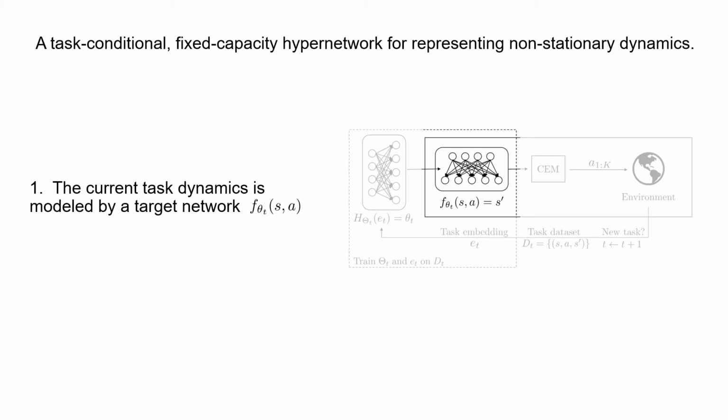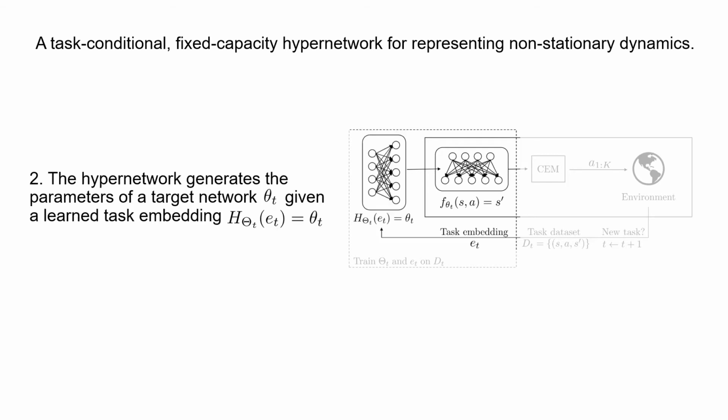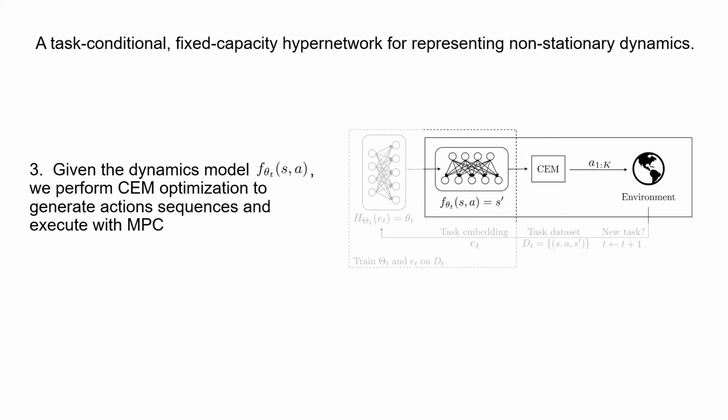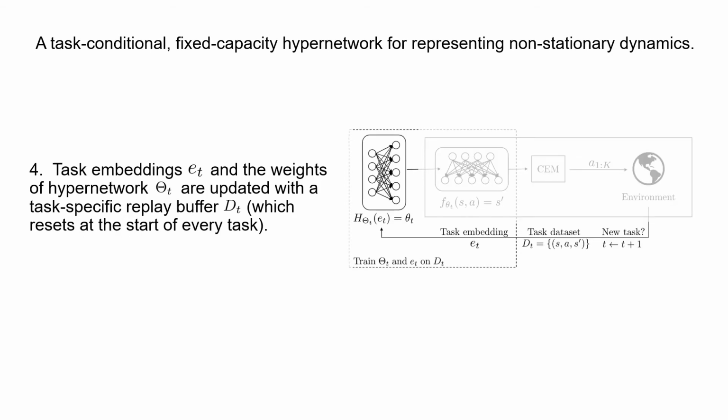Here is an overview of our method. We represent the dynamics model with a simple neural network. Then, the hypernetwork generates the parameters of a target network given a learned task embedding. Using the current dynamics model, we can perform cross-entropy method to optimize the best action sequences and execute with model predictive control. The task embeddings and weight of the hypernetwork are updated with task-specific replay buffer, collecting state transition experiences from the current environment. The replay buffer resets to empty at the start of every new task.